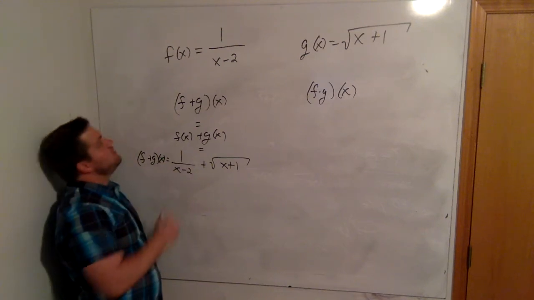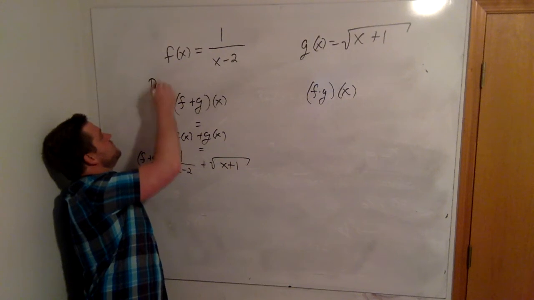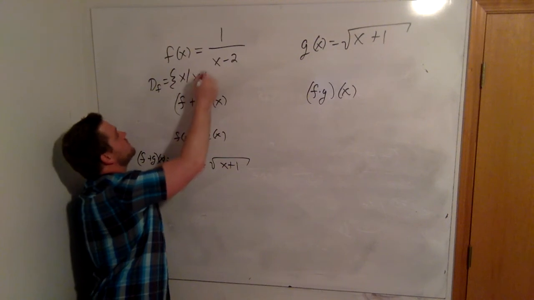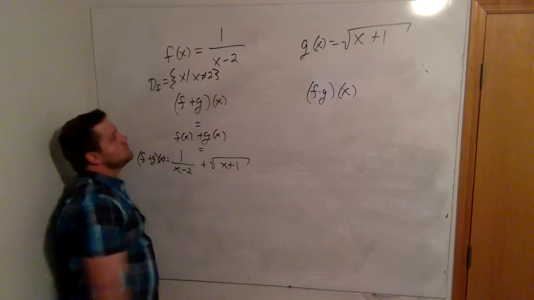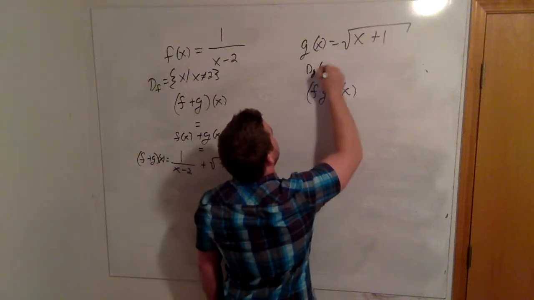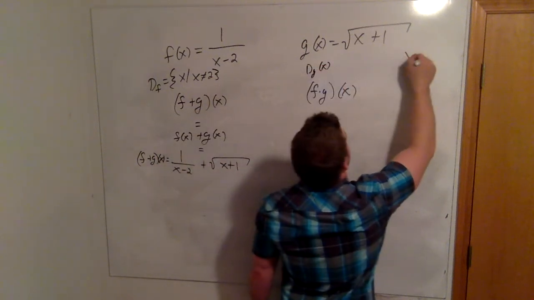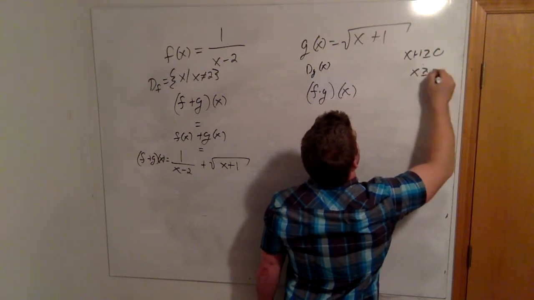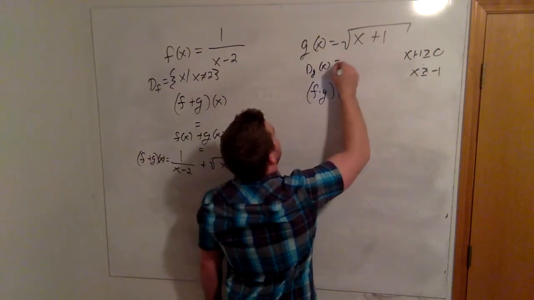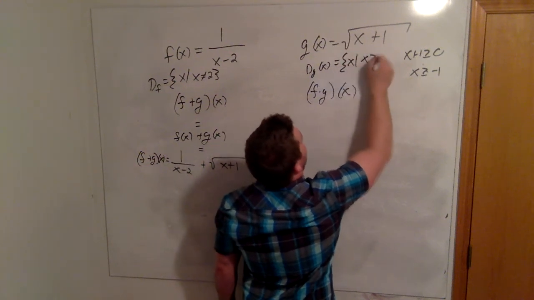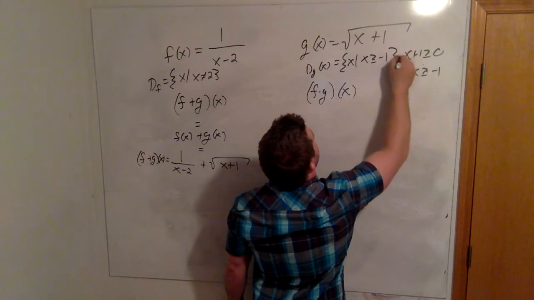Well, what's the domain of f? For the domain of f, I'm only worried about dividing by 0, so all x such that x can't be equal to 2. Over here, I need the domain of g of x. Well, what do we need? We need x plus 1 to be greater than or equal to 0, so x has to be greater than or equal to -1. So this will be all x such that x is greater than or equal to -1.